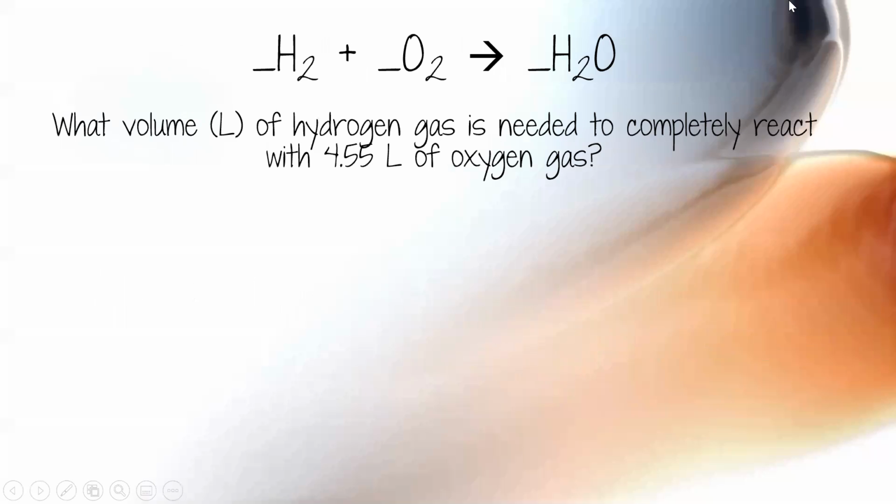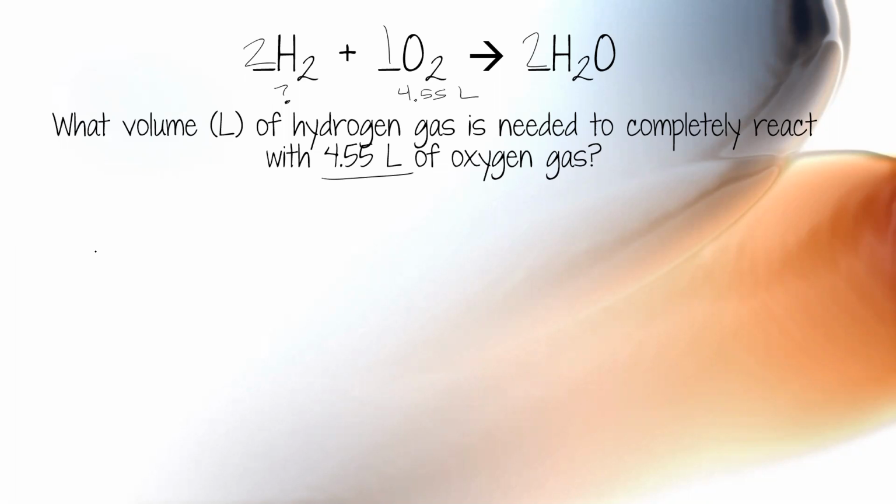All right, try this one. Like I said, try it yourself. Go back to the previous problems and I'll throw the answer up here. So hopefully you balanced it correctly. 2, 1, 2. I have 4 hydrogen on each side, 2 oxygen on each side.